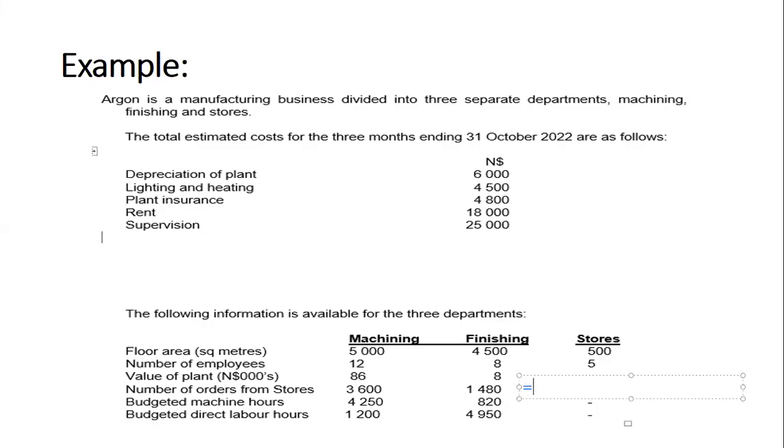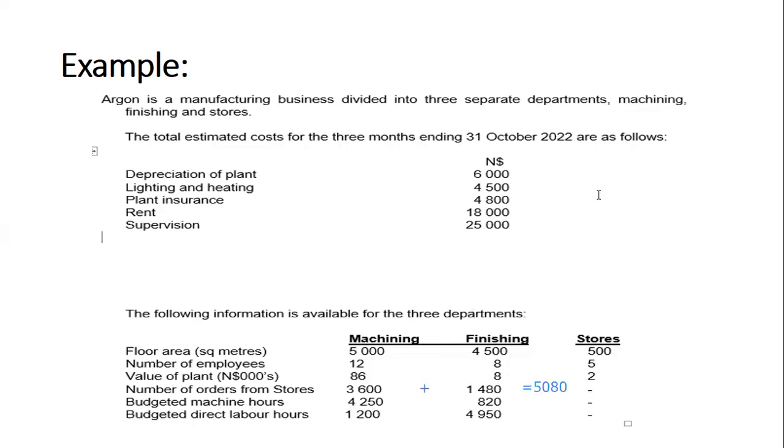So 3.6 plus 1,480, that is 5,080 is the total. Okay, the total for the two.